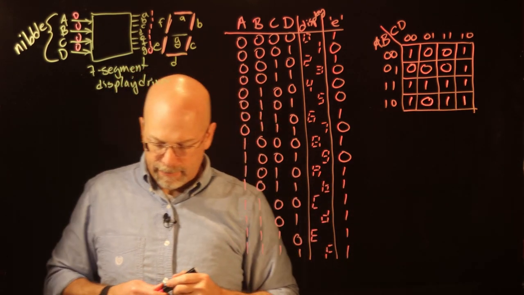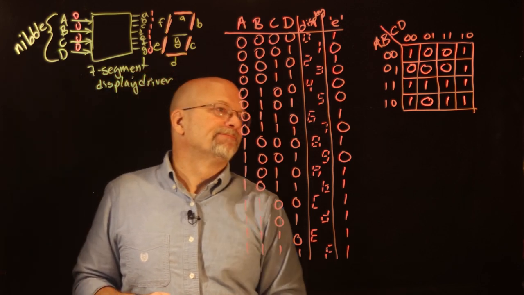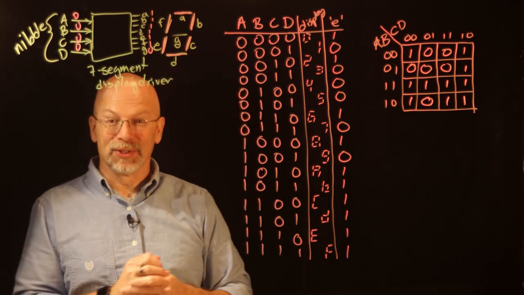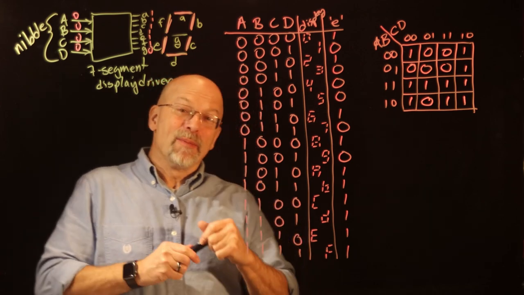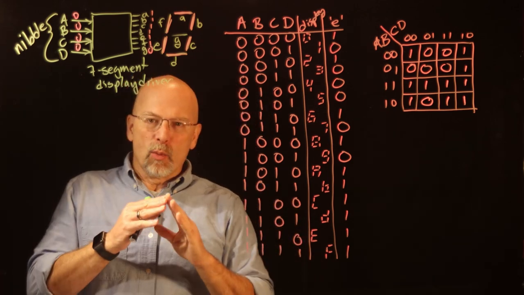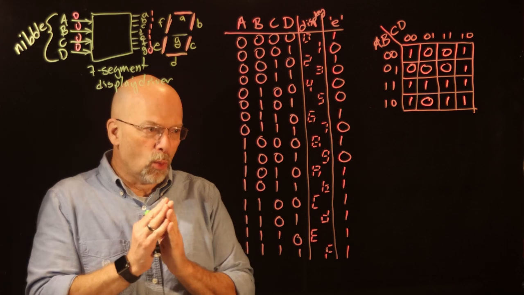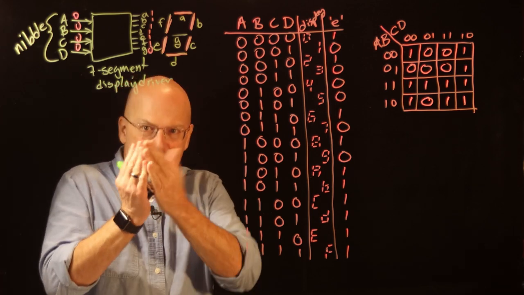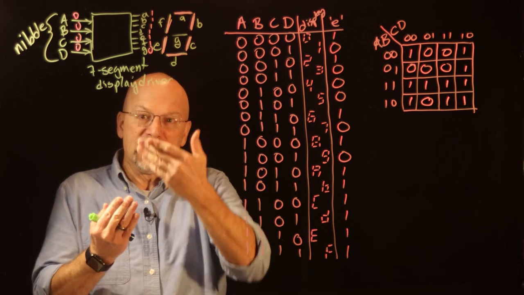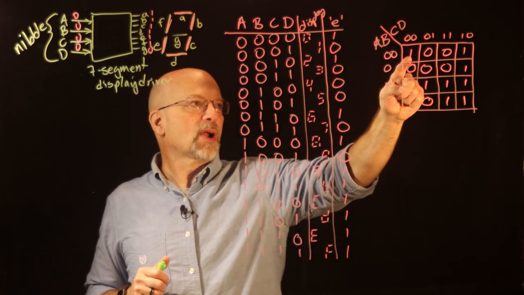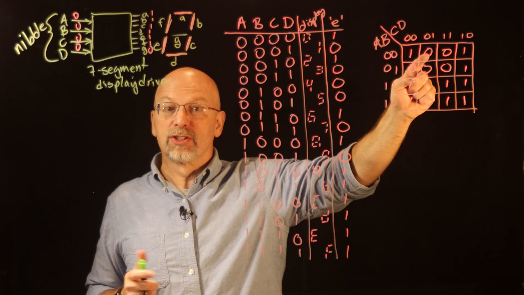All right. Now, do we see any rectangles? Well, I think we do have some rectangles here, don't we? Now, remember, the deal is that we're going to pick one of the ones in our Karnaugh map and see how big a rectangle we can unfold. Remember, we're going to double it each time. And so this cell right here, I can't double it to the right. There's a 0 blocking me.